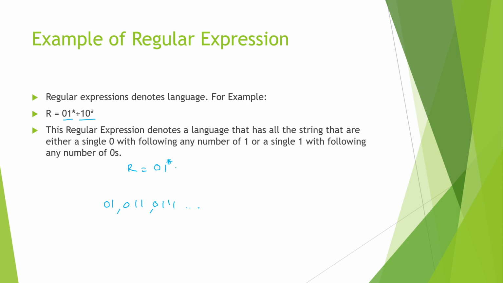Then we have this plus. What is the meaning of this plus? Plus means it is an OR operator. So any string that is either starting with 0 followed by any number of ones, or any string starting with 1 followed by any number of zeros. That is 1, 0 star. So 1, 0, then 1, 0, 0, then 1, 0, 0, 0, and so on. That is the meaning of 1, 0 star.